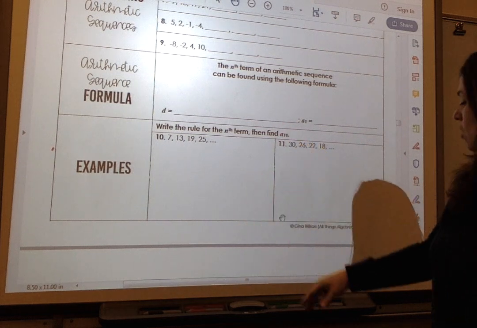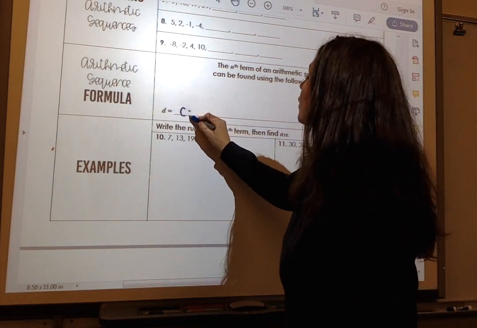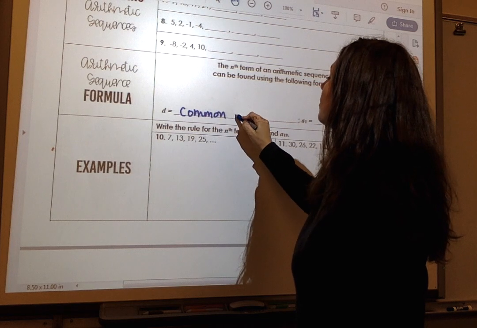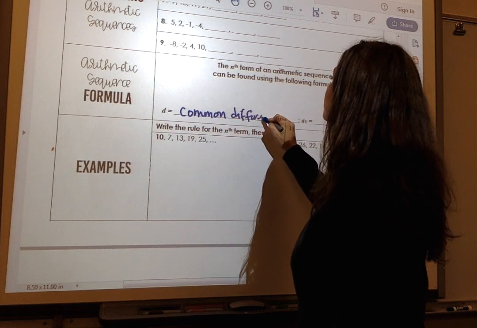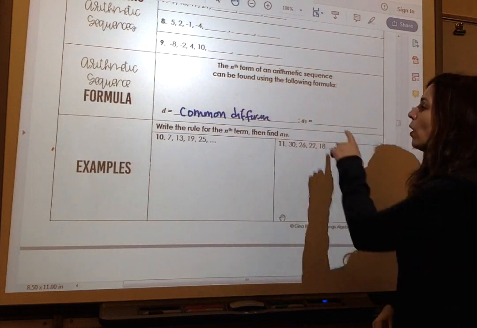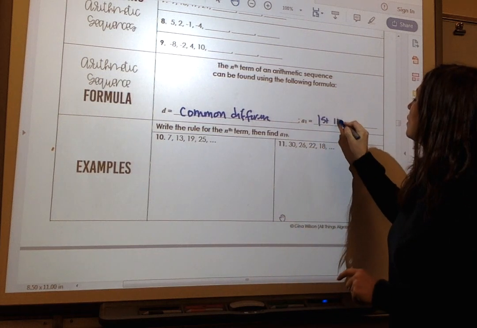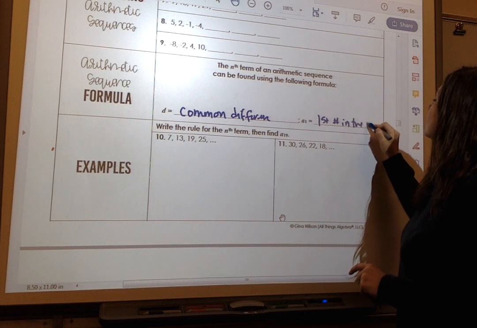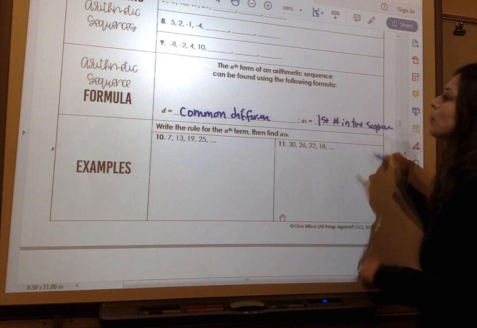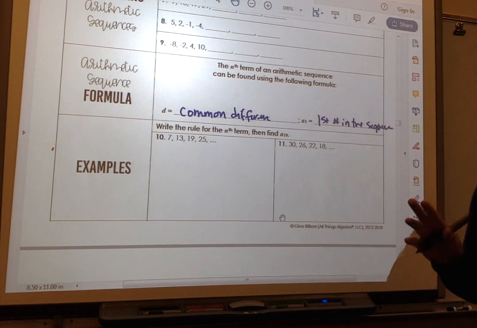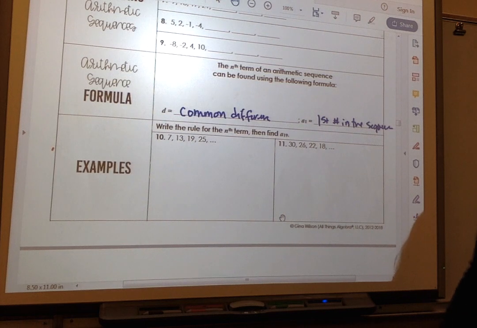So there's a certain formula. We already know that d stands for the common difference. We've already talked about that above. So that's the common difference. a sub 1 means the first number in the sequence. What is the very first number in the sequence? Okay, so that's some of the variables that you need to know. So here is what it looks like.